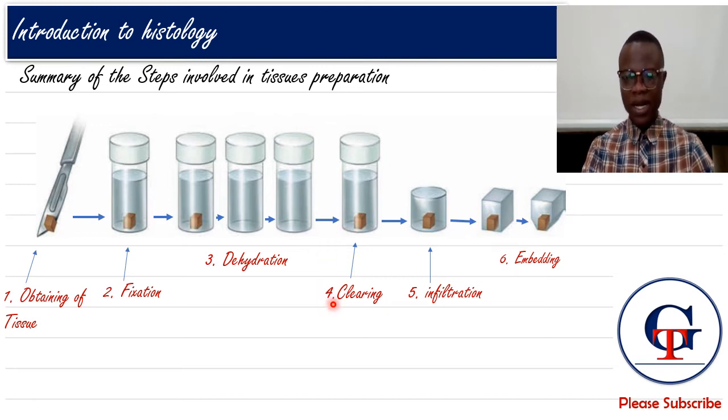Afterward, we carry out the process of clearing, which helps us remove the dehydrating agent we had in our tissue. And next, we have the process of infiltration, where our tissue is placed in a container that has paraffin wax to allow our tissue to be penetrated by paraffin. And lastly, we place our tissue in a mold that has melted paraffin and allow the paraffin to cool, thereby giving it shape, and it is now ready for the next process, which is sectioning.